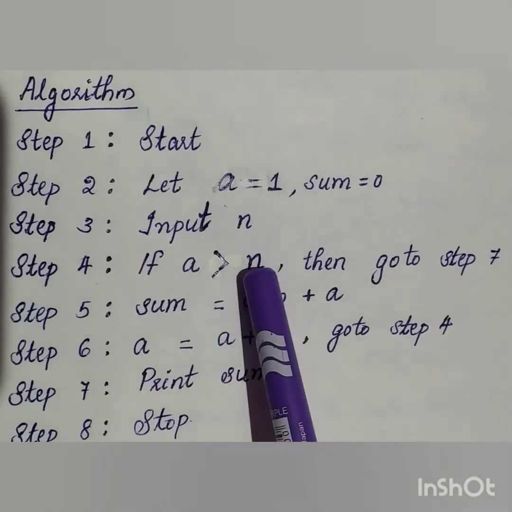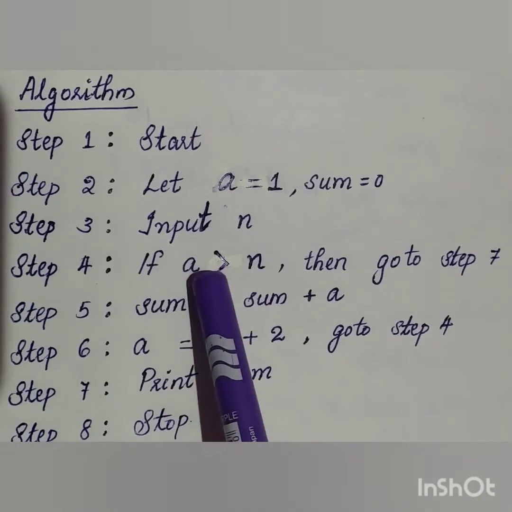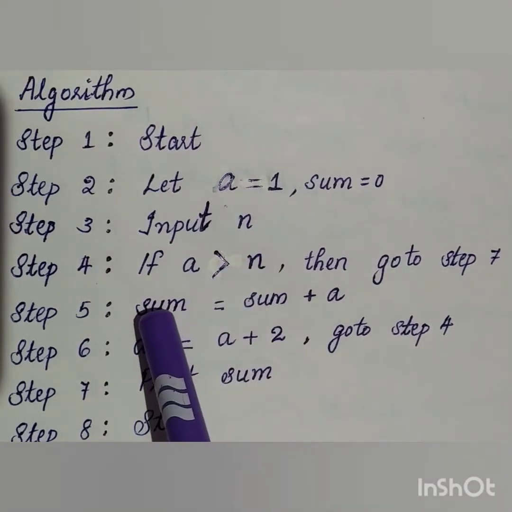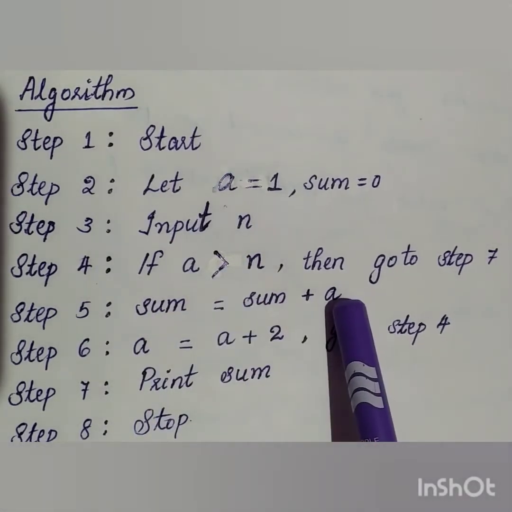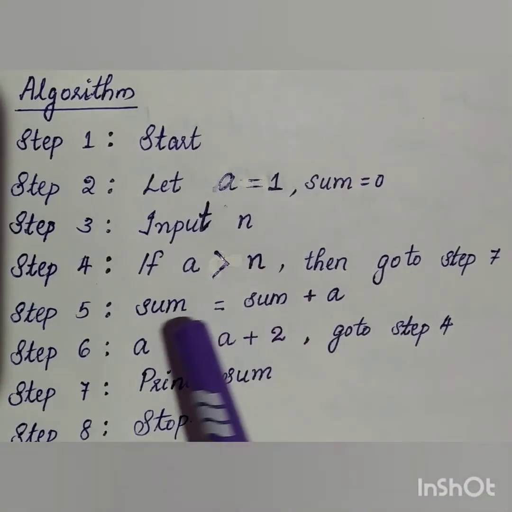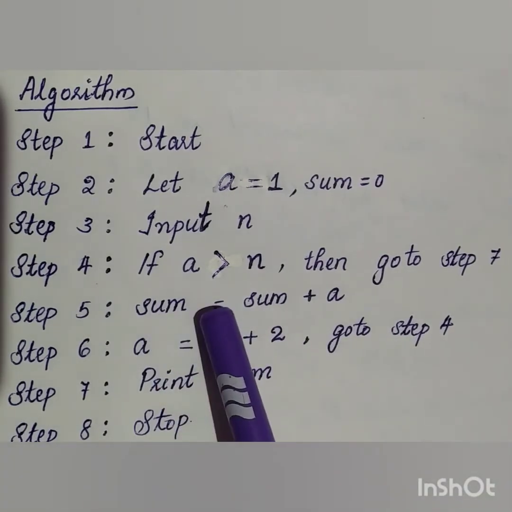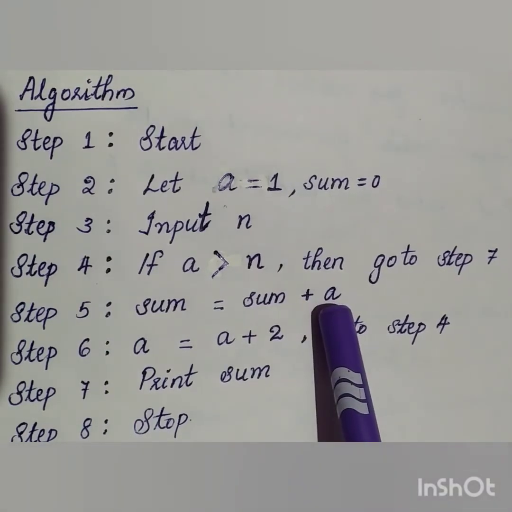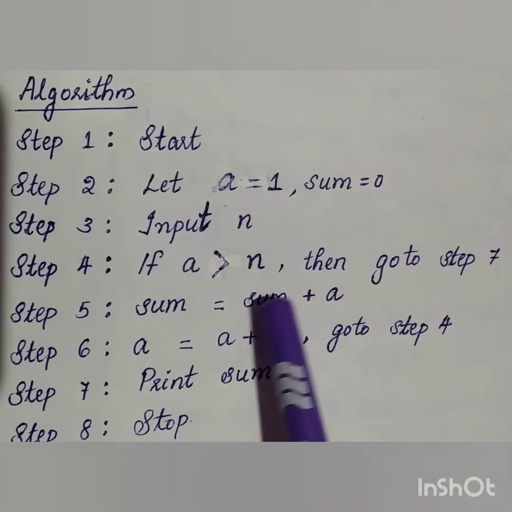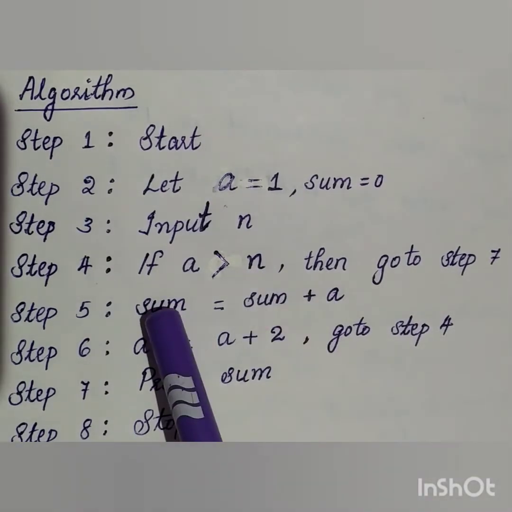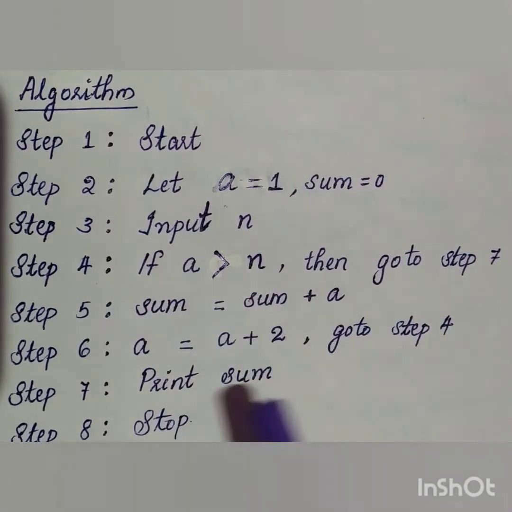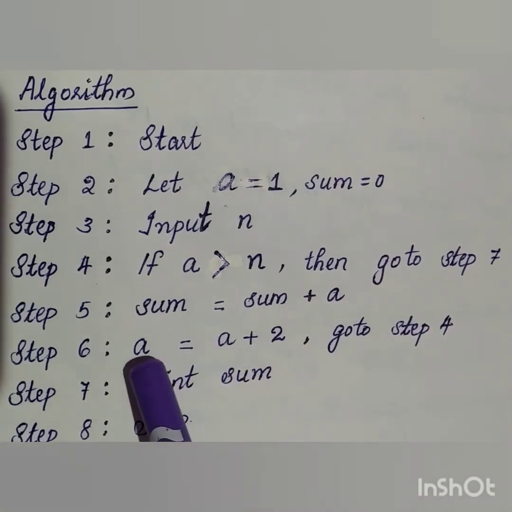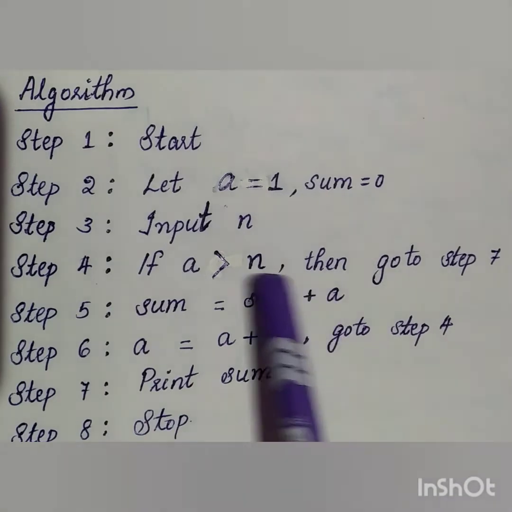If a greater than n, that means 3 greater than 5, it's false. Again comes to sum equal to sum plus a. What was the previous value of sum? It was 1. 1 is used here. 1 plus what is the value of a? Current value 3. 1 plus 3, 4. 4 is saved to sum. Again a is incremented by 2. A becomes 5. Then going to step 4 again.